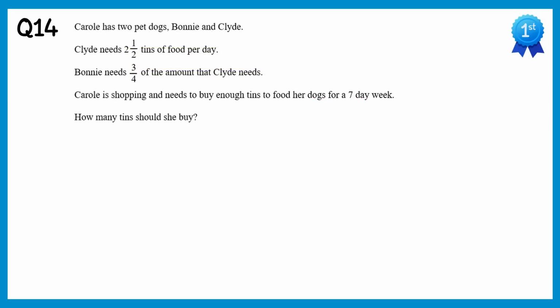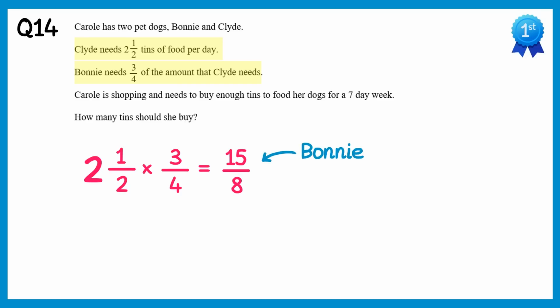For this question we're told Clyde needs 2.5 tins and that Bonnie needs 3/4 of that amount. So if Clyde needs 2.5 tins and Bonnie needs 3/4 of this, we just times this by 3/4, which if you do on your calculator will give you 15/8. So Bonnie needs 15/8 of a tin and Clyde needs 2.5 tins.